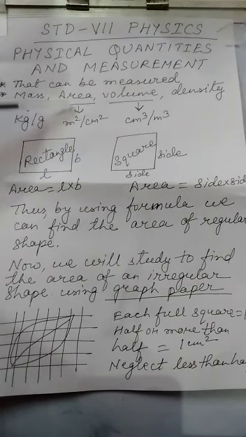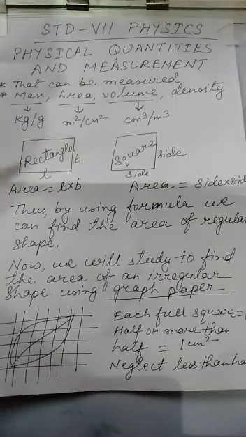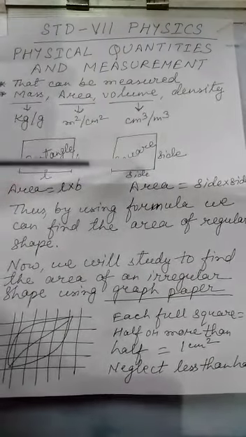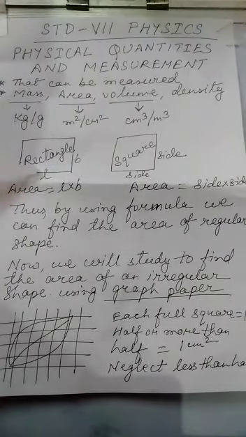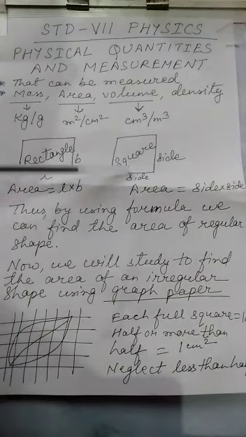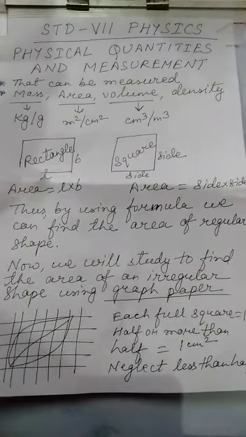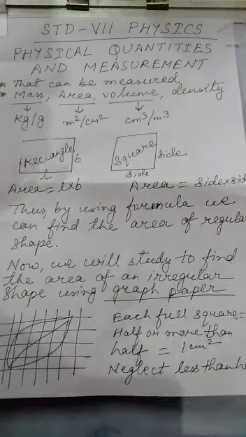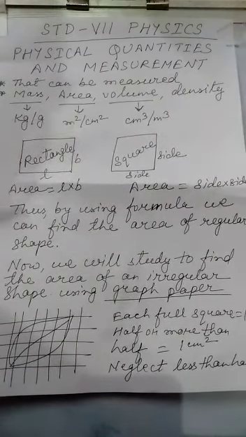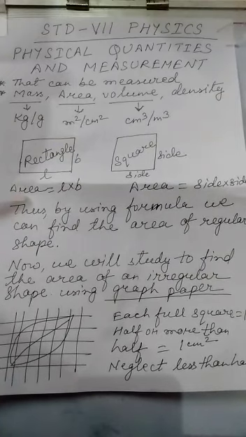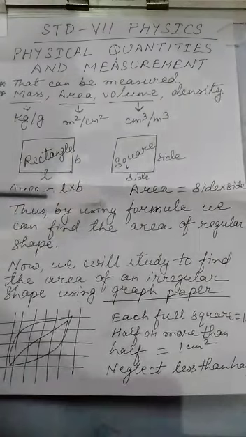Now we will discuss another physical quantity, that is area. You must have seen these shapes in your earlier classes, like rectangle and square. Rectangle has opposite sides equal as length and breadth. You must have taken out the area of a rectangle as length into breadth.